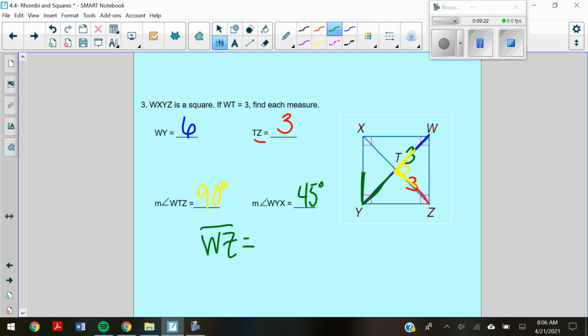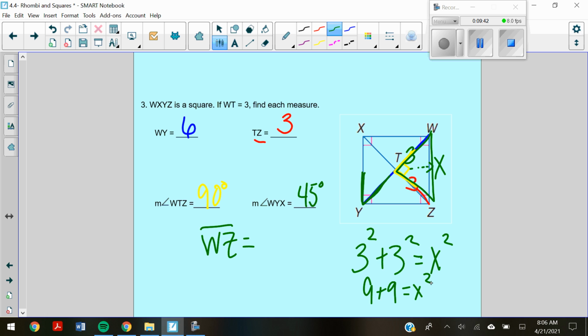Now, let me just remind you, if I wanted to find out what YZ was, I'm looking for this measure here, so I'm going to look at this right triangle. I have two of the side measures, and I'm looking for the hypotenuse because it's across from the 90 degrees. So this would be the Pythagorean theorem. 3 squared plus 3 squared equals x squared. So 9 plus 9 equals x squared. So you can take the square root of 18 and get 4.2. So don't forget that we're dealing with right triangles here, so we can use the Pythagorean theorem.